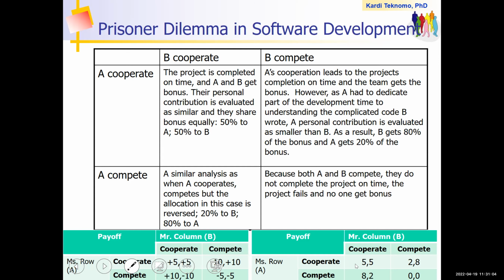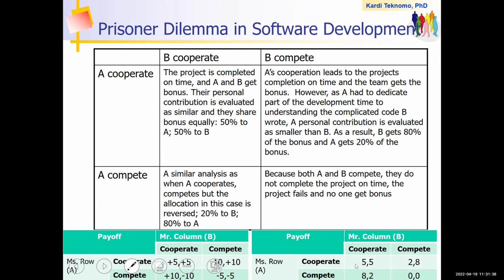And the same thing, if A competes and B cooperates, you will get the reverse: 80% for A, and B is only 20%. Now, if both of them compete, of course the project fails, and no one gets a bonus, 0-0. So if you look at the values here, you know this is actually a prisoner dilemma game, right?